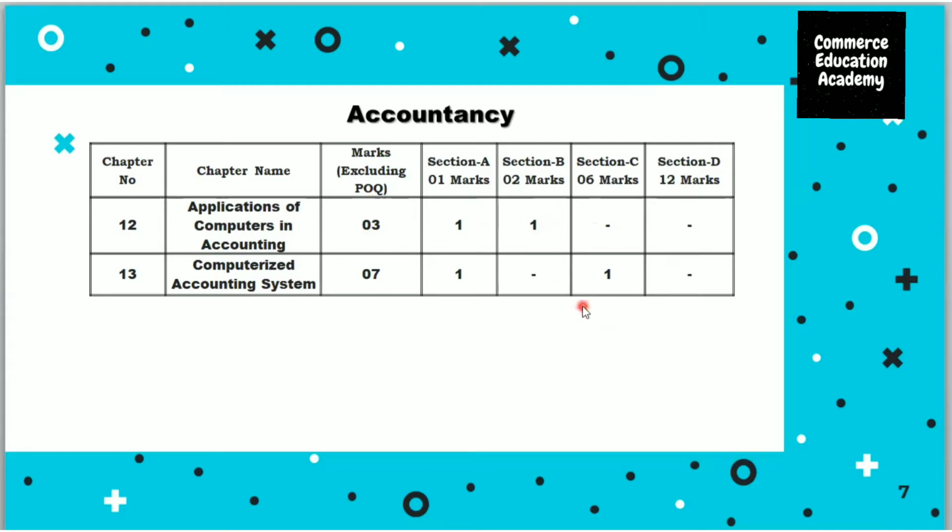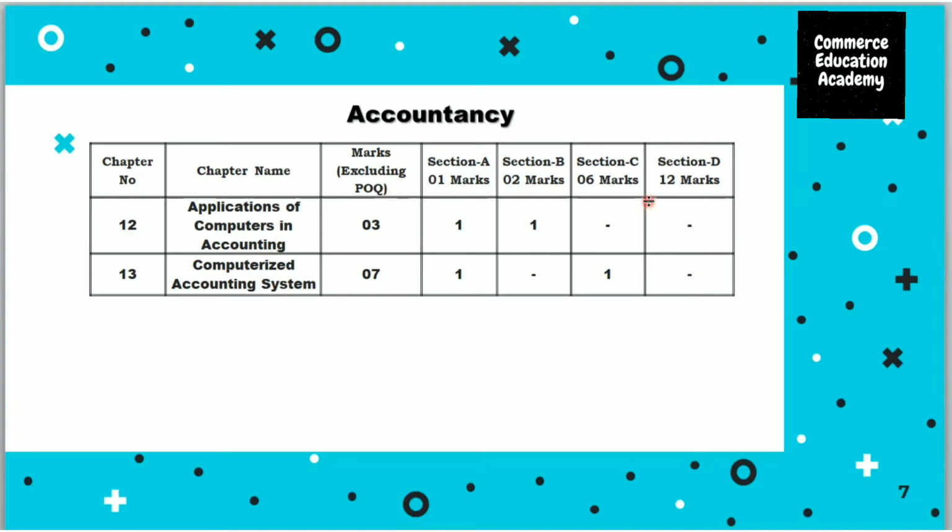So this is how the weightage of individual chapters is distributed, and please make a note of this: the practical oriented question marks are not included in the overall weightage of the chapters. I have mentioned here the marks excluding the POQ, that is, practical oriented questions. I have included only section A to section D. Usually you will have a practical oriented question from almost all the chapters, excluding 1 or 2 chapters. So, I have excluded that. Excluding the practical oriented question, this is how the pattern of your blueprint of your accountancy subject follows.